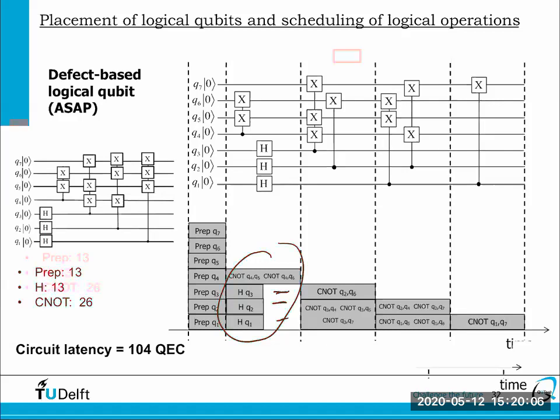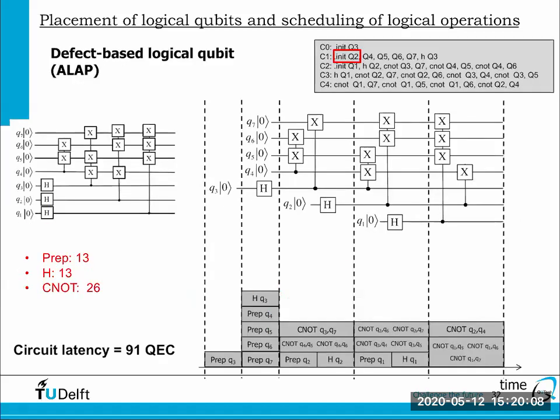You can see it better in this other scheduling, which is the defect-based logical qubit with as late as possible scheduling. In the same cycle, I can do a CNOT, but I can also do the preparation of the qubit Q2 and the Hadamard on Q2, still one after the other, but within the same time I'm performing the CNOT. And I can reduce the latency up to 91 quantum operation cycles.